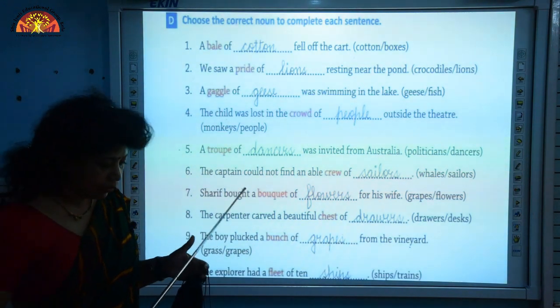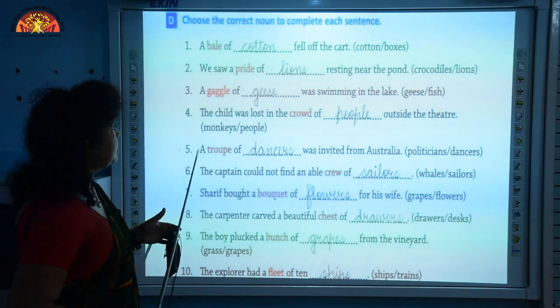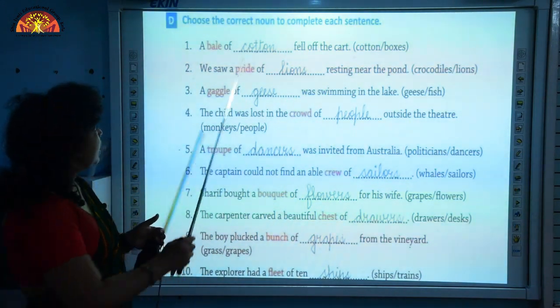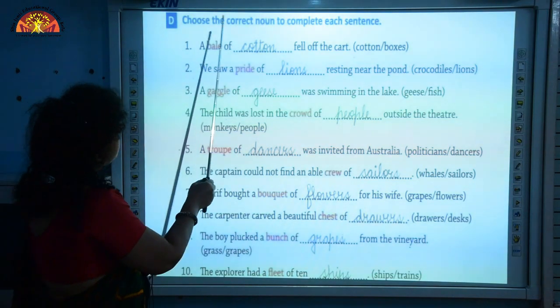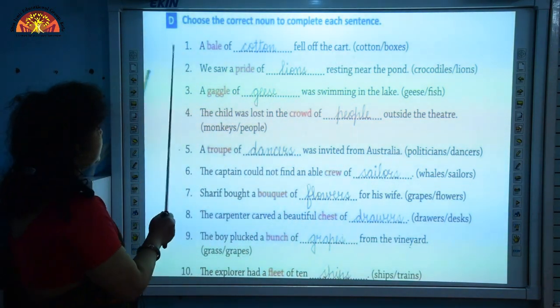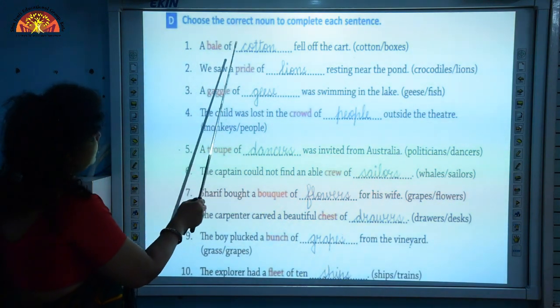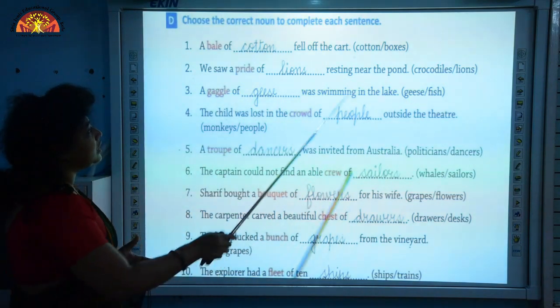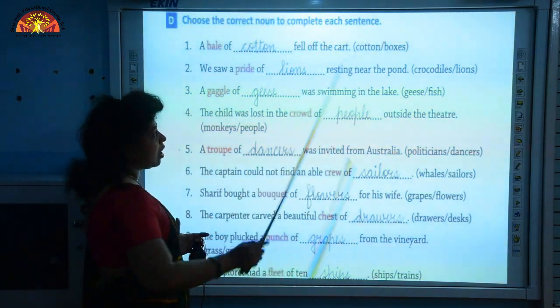So children, I want you to open your textbook page number 3 and let's start doing the exercise. Exercise D, choose the correct noun to complete each sentence. Let's come to question 1. A bale of dash fell off the cart. So what are your options? You have cotton and you have boxes.